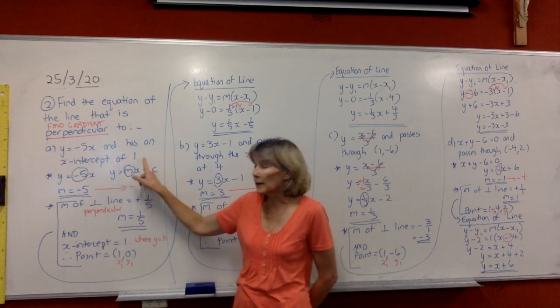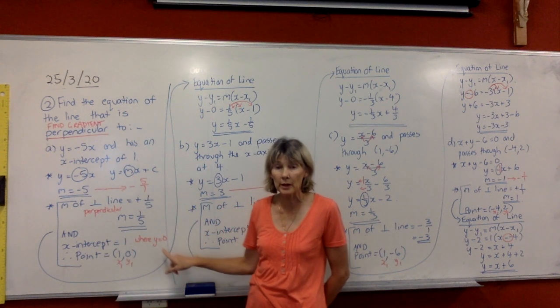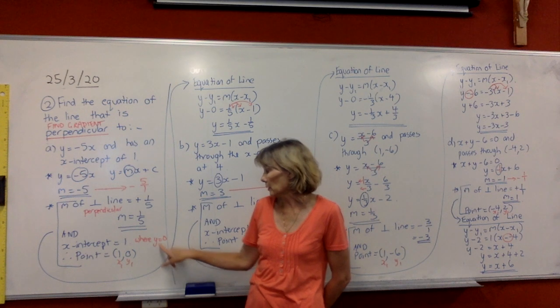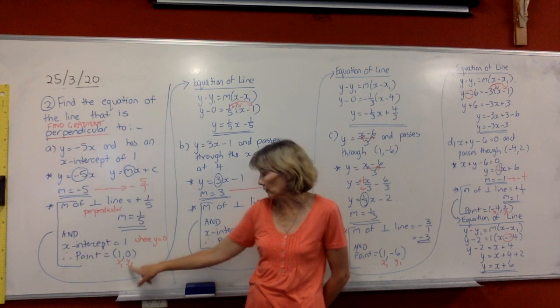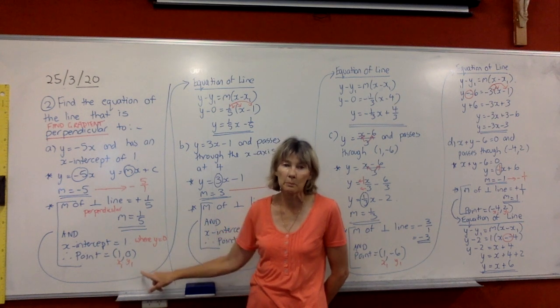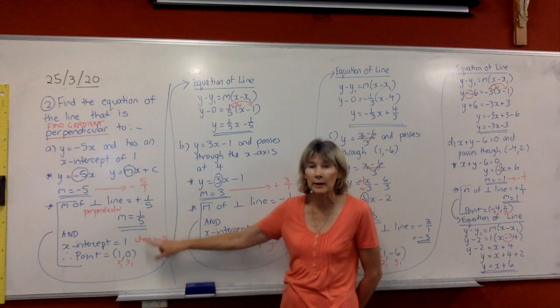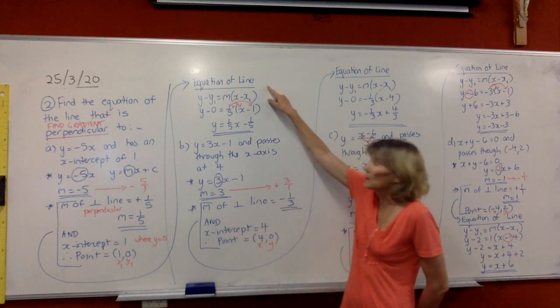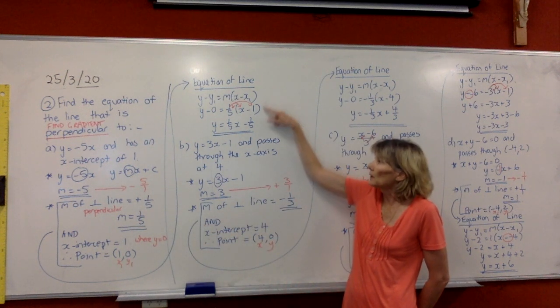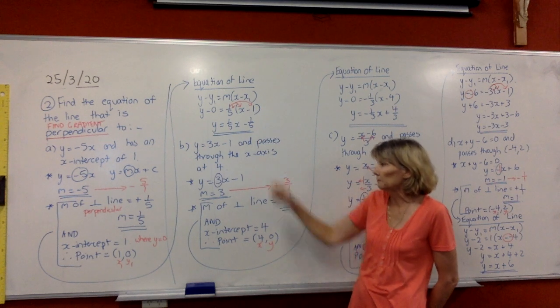They also gave us an x-intercept of 1 up here. An x-intercept is when you have y equals 0. So we have a y coordinate of 0 and we have an x coordinate of 1. That forms the point (1, 0). So we're going to take both of these things, the gradient and the point, and put them into the equation of the line formula. Sub them in, keep going and simplify, and that's your answer.